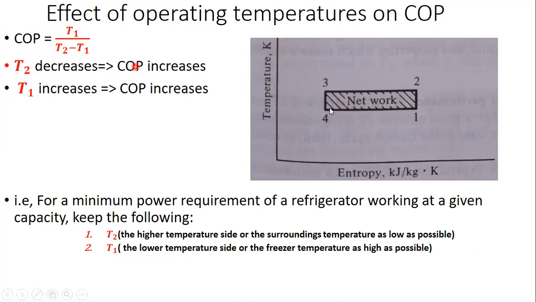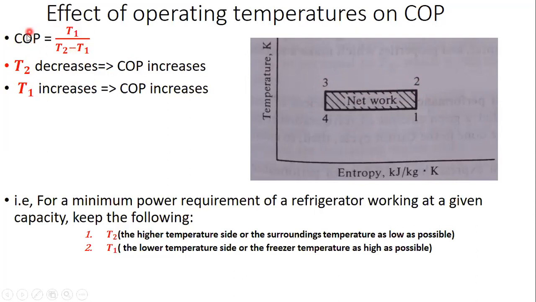T2 is nothing but the higher temperature maintained in a refrigeration cycle. For example, the refrigerator rejects heat to the surroundings, so the surroundings temperature can be assumed as T2. Here T2 and T3 are the same, because it is a TS diagram, so we are taking it as T2.